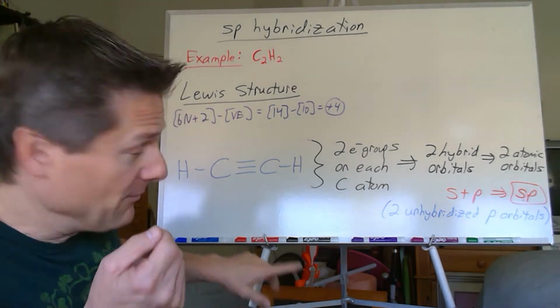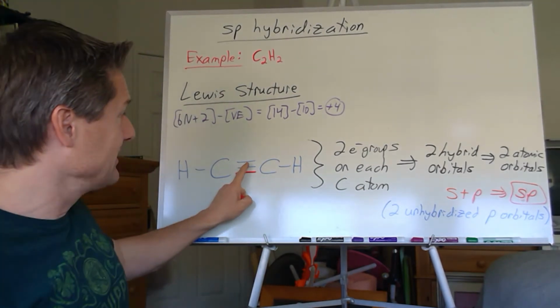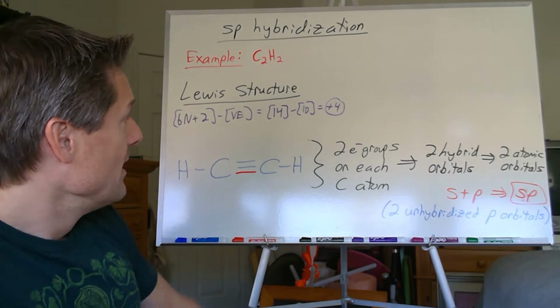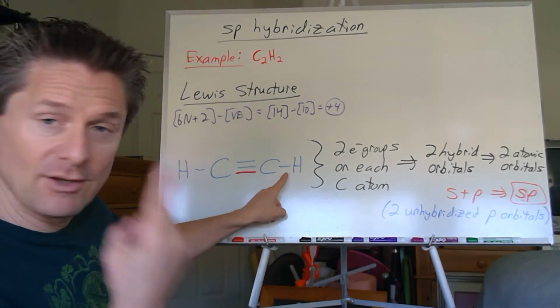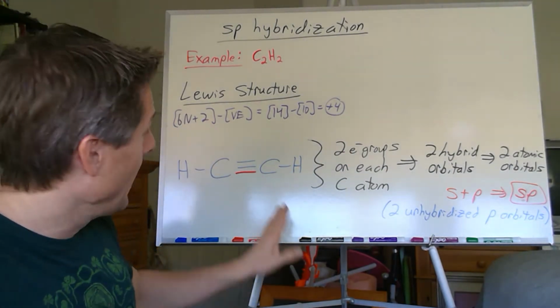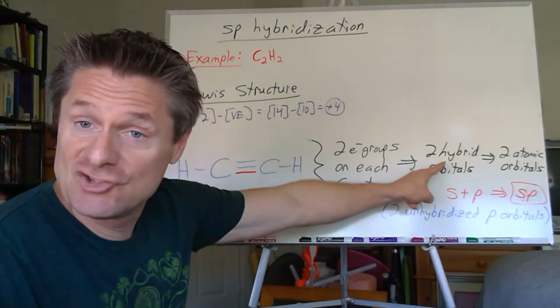So now remember, this is going to be a sigma plus pi. That's what triple bonds are. We'll summarize that later. So the carbons are the same, right? They're both central. We've got a single bond and a triple bond, so we got 2 electron groups on each carbon atom. So the hybridization is going to be the same on both of these. They'll be identical. That means 2 hybrid orbitals.